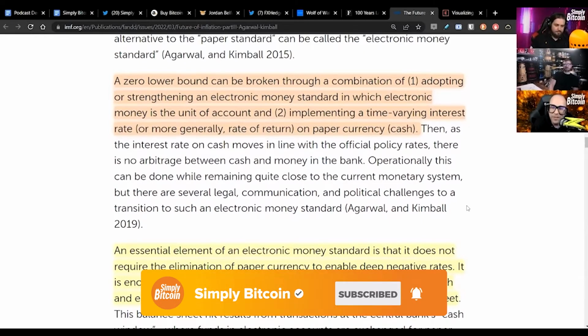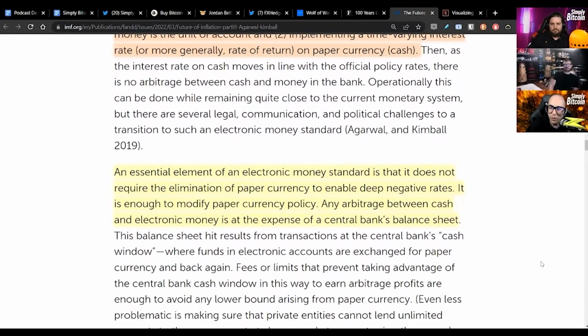An essential element of an electronic money standard is that it does not require the elimination of paper currency to enable deep negative rates. It is enough to modify paper currency policy. An arbitrage between cash and electronic money is at the expense of the central bank's balance sheet.